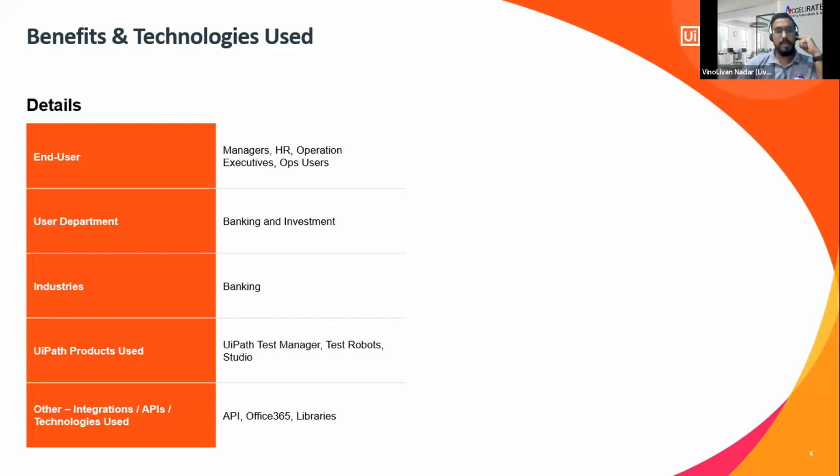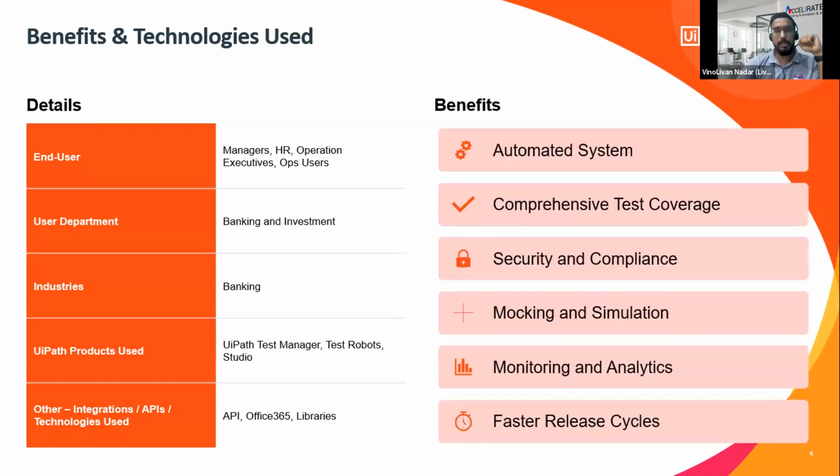The current application has been used by the ops manager, and it is used by different levels of executives there, and it fits right into the banking domain. And with respect to the UiPath product, we were able to use the complete test suite here. We were able to get the test robot license. We were able to expose and create the different functionalities in the Studio, and integrate with different API endpoints available.